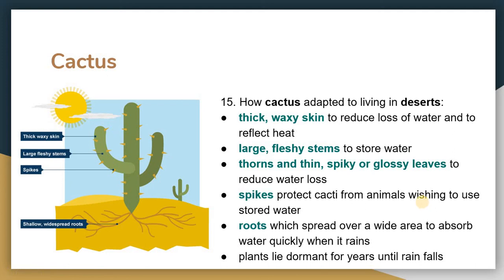All right. So in case you are lost in the desert, you happen to find a cactus and you ran out of water, you know that a cactus would definitely have some water in it. So yeah, get a cactus. The cactus has thorns and thin, spiky or glossy leaves to also help reduce water loss. We know it's so difficult to find water in deserts, so they have roots which spread over a wide area to absorb water quickly when it rains.